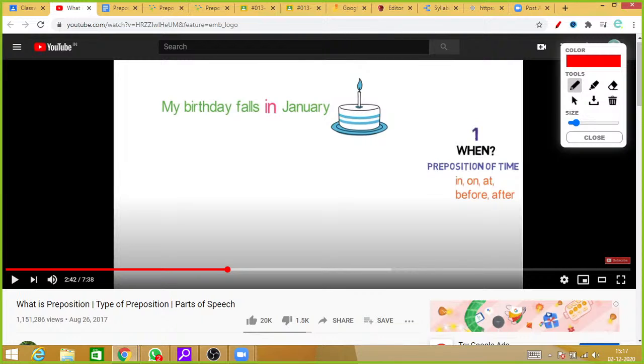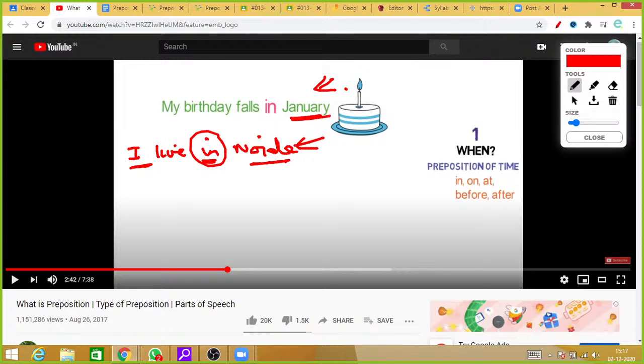Okay, Aditya. Yes, please. Yes, Aditya. Very good. I live in Noida. Very nice. So the in joins this Noida to me, right? Okay, so in Noida. So in can be used when we are using a month, when we are talking about a place. When else can we use? Can you give me a sentence? Rasik, make a sentence using in. Another sentence. So month we have done, Noida we have done.